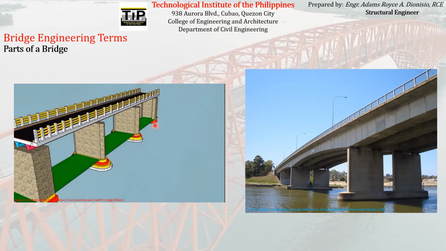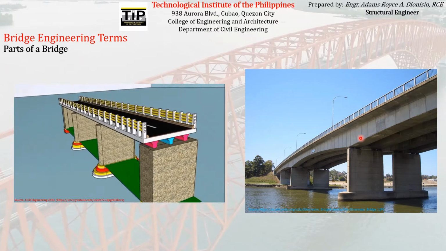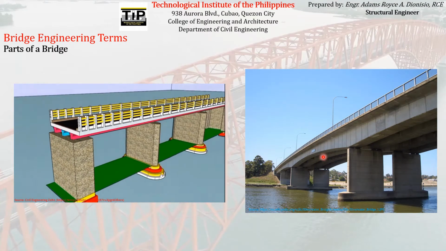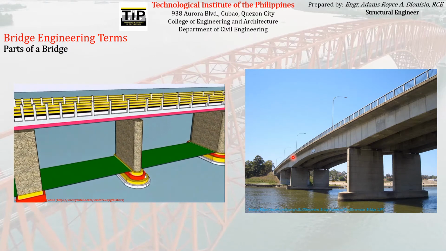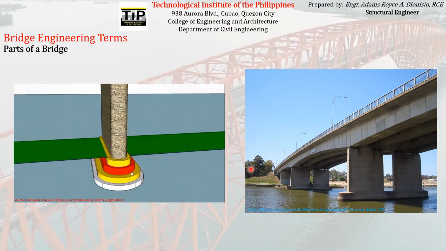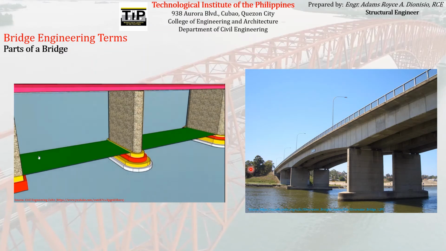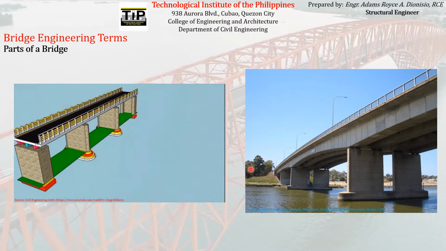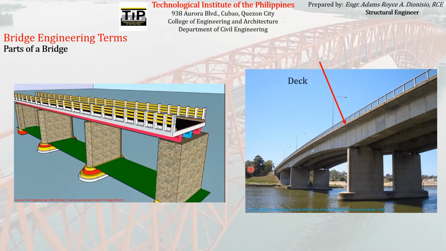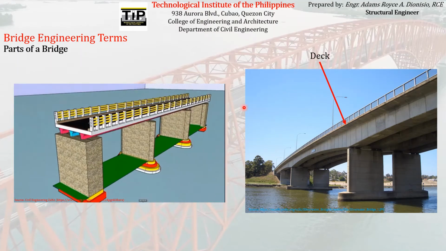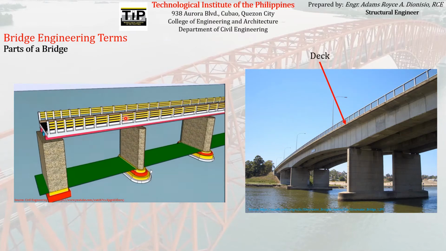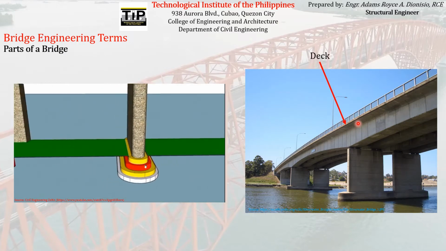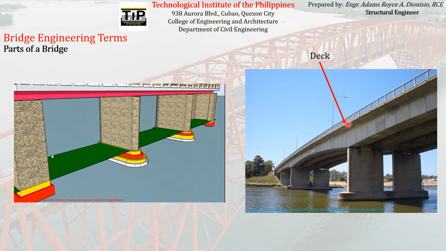Actually, these figures or photos or GIF that you are seeing already have the most common parts of every bridge. So what are the most common parts of a bridge? The first part that is always present on every bridge is the deck. This is the deck here, the black one, the part of the bridge where the traffic, the vehicles travel. That is what we call the deck.